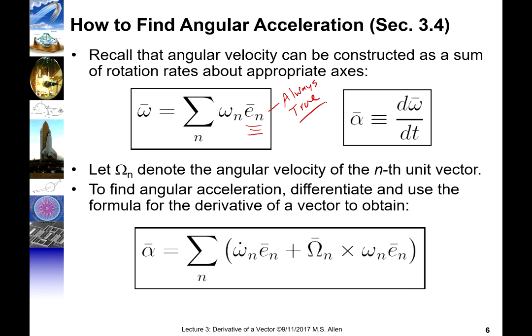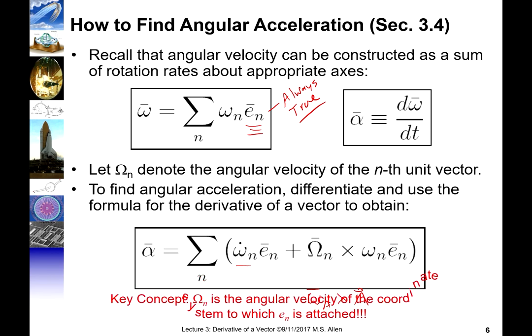And then to get the angular acceleration, we just take the derivative, remembering that the derivative of a vector is the derivative of the first part plus omega cross the vector itself. So this is the exact same as the formula we just had on the other page, omega A cross A. So that's all that we have to do.